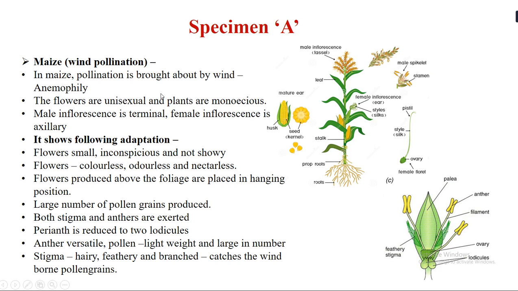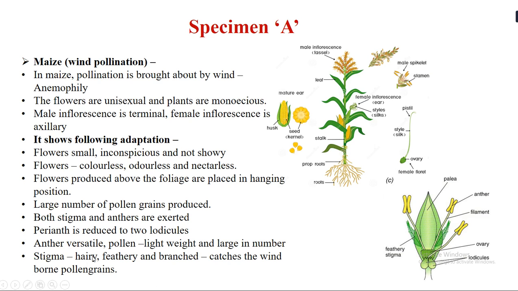A large number of pollen grains are produced because many pollen grains can be wasted through this pollination process. So the plants adapt to this condition in a way that they produce a large number of pollen grains. Now both the stigma and the anthers are exserted over here and the perianth is reduced into two lodicules. If you can see over here, these are the two lodicules.